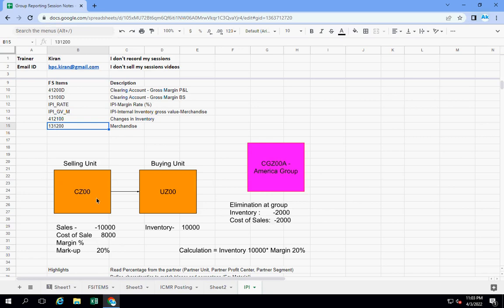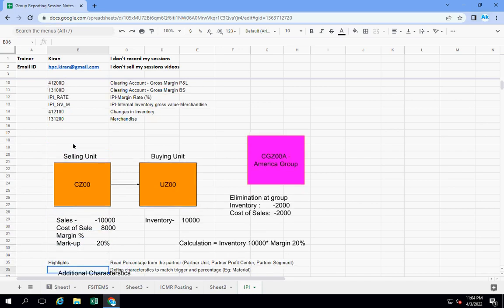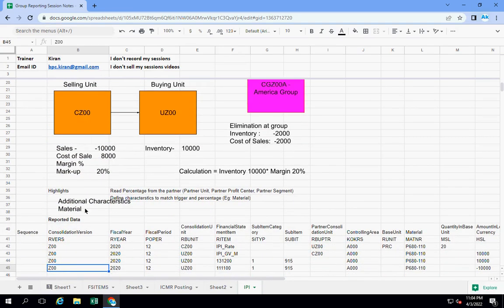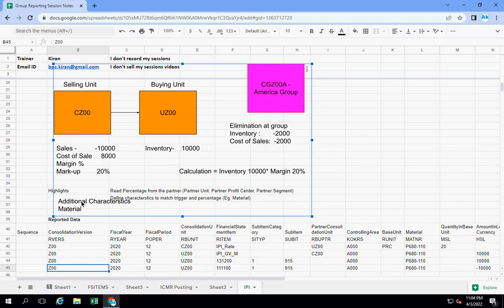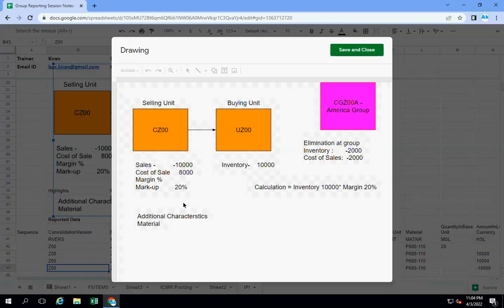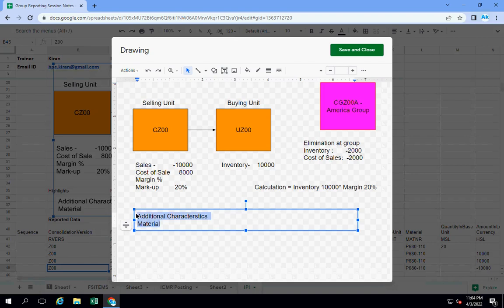So for example, Canada sold to US. So this 10,000, whatever the value is there, that should be identified against US. In Canada books, it should be identified against US, and that I will put in this particular financial statement item. So some sample data I prepared here. So the highlights, what SAP introduced here, I just wrote here.